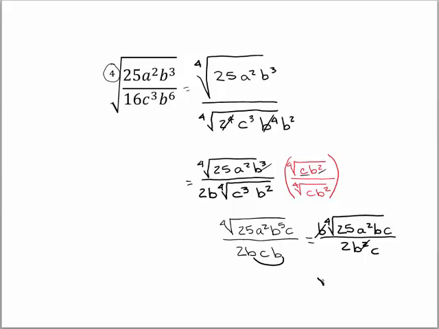So now what is our final answer? A squared bc over 2c. And that is our final answer.